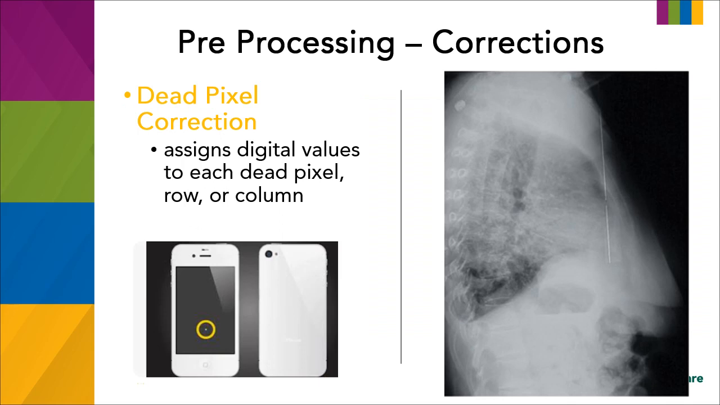Dead pixel correction is going to assign digital values to each dead pixel, row, or column. An example of dead pixels would be one that would happen on a phone. Another example would be a column of dead pixels. So in those cases, there would be dead pixel correction that could take care of that.